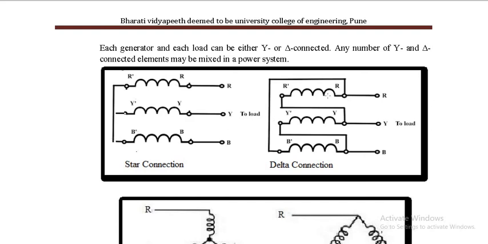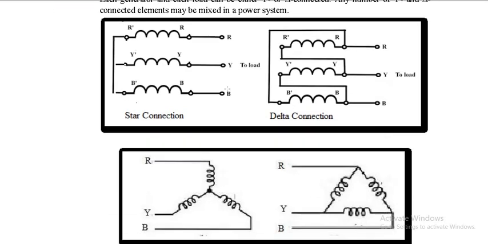Okay, and this is delta, where you can see the starting point of one is connected to the ending point of the other, starting point of one is connected to the ending point of the other. So this is what is called a mesh connection or delta connection. This you can show like this, so this becomes a star, and when you show it like this it becomes a delta. Delta connection is also called a mesh connection or loop connection.